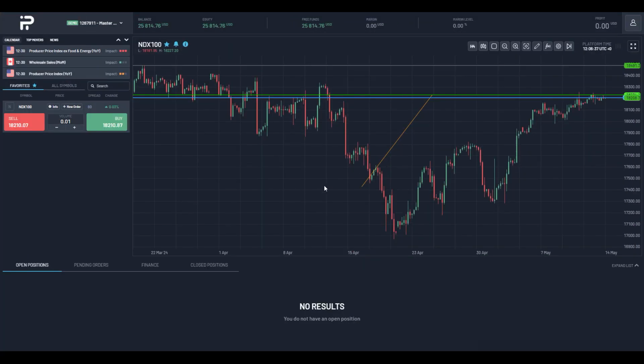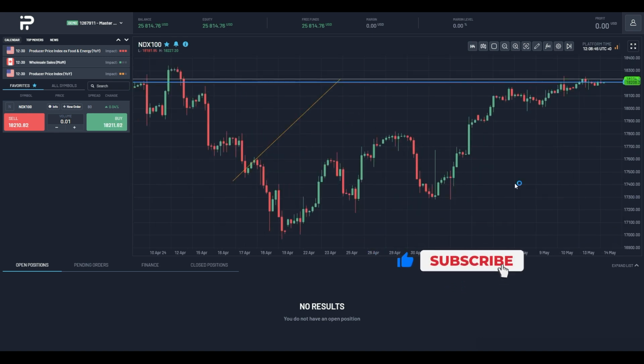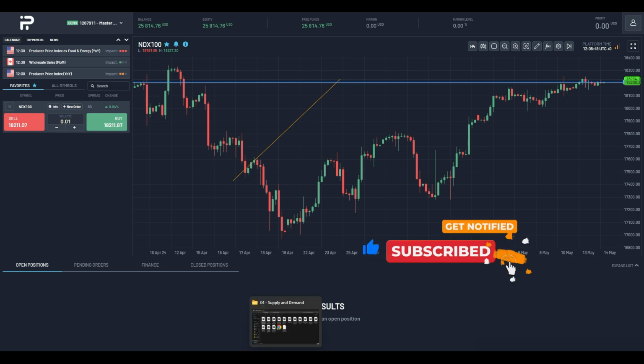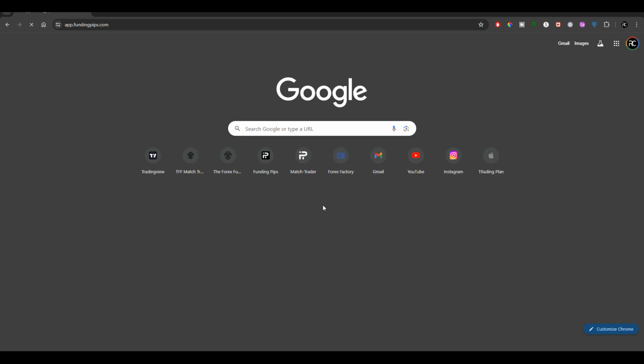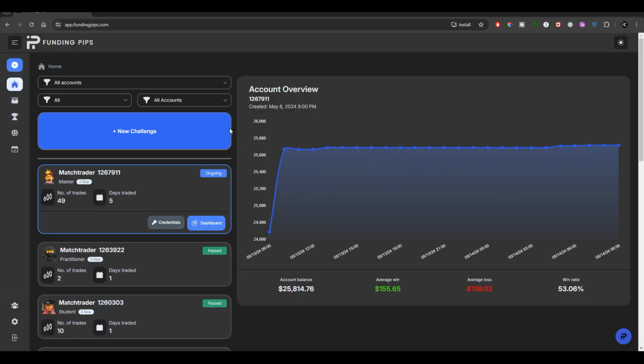I was also explaining that I don't know why it says demo. If you look to the top left right there, it says demo. It's not actually a demo. It's supposed to say live. But if you look right beside that, it says master, right? So if you start out as a student, then you're a practitioner, and then when you get the funded account, you become a master, right?